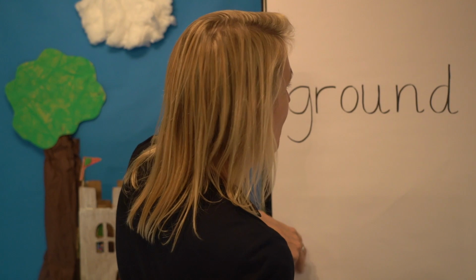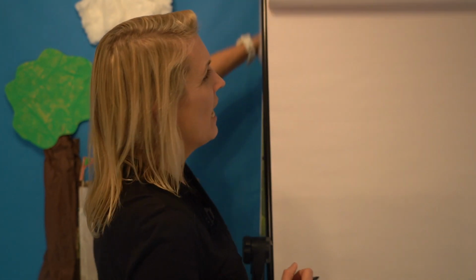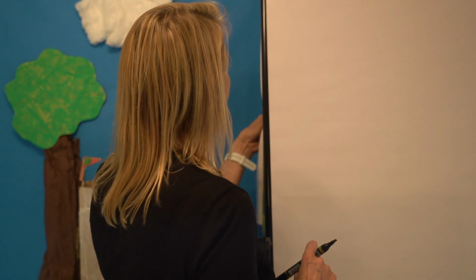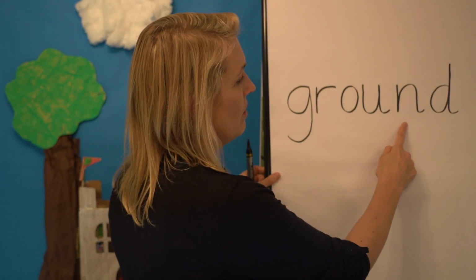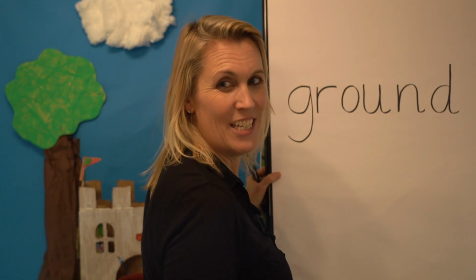Ground. Okay, I'm going to hide the word. Now it's your turn. Say the word, say the sounds, and write them down. Don't forget you need 5 sounds. Don't forget that digraph. Are you ready? Shall we check our spelling? Show me your spelling. Let's check mine. G, r, ow, n, d. Ground. Did you get it right?